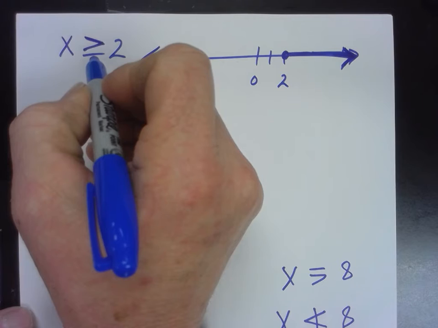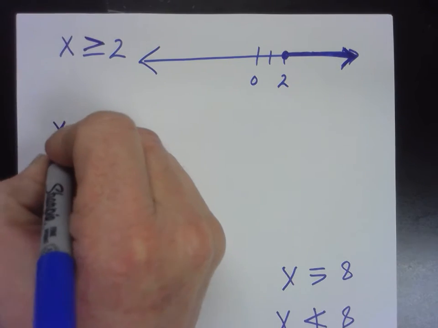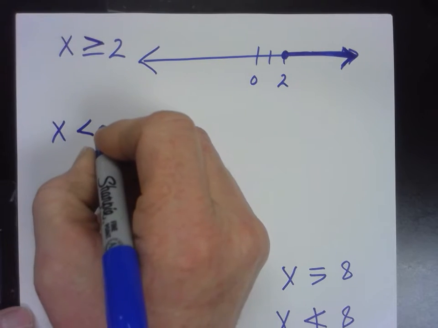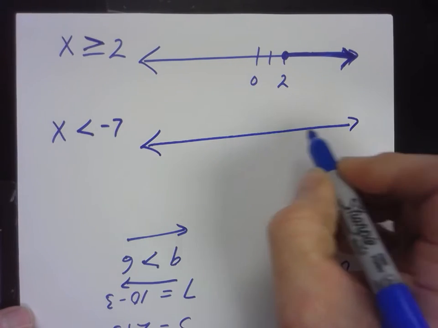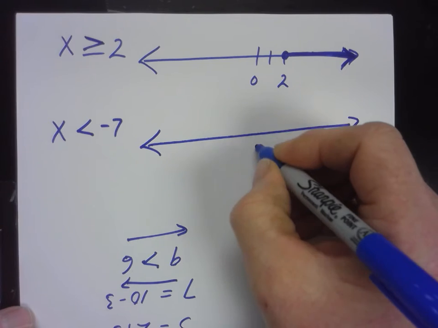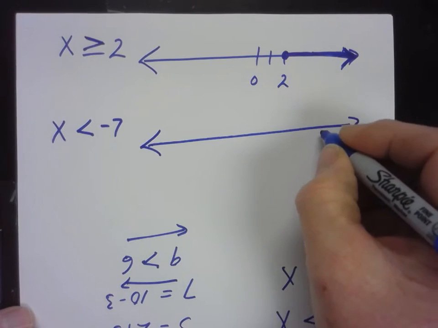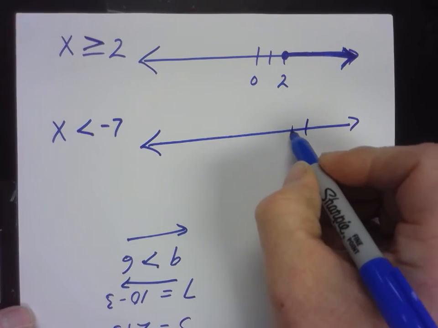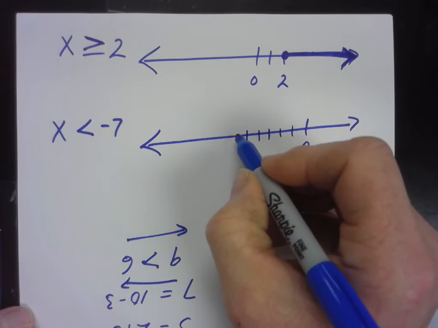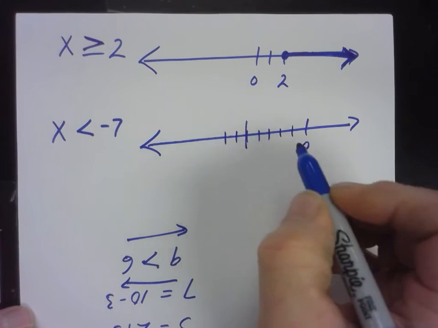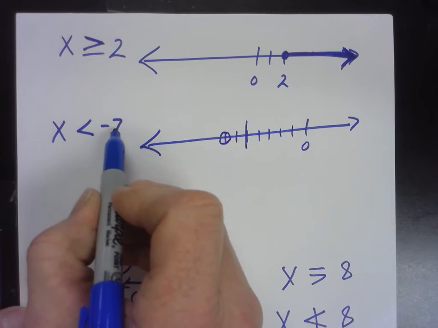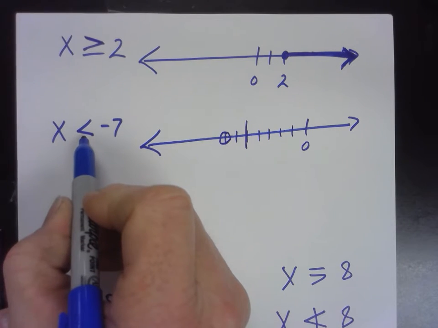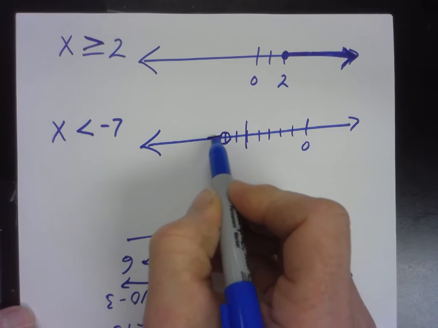Okay, so if I were to write x is less than -7. Now you don't have to put 0 right here. If you want to, you can put 0 over here. 2, 3, 4, 5, 6, 7. Open circle. Where are the numbers that are less than -7? Well, it's pointing down the number line, isn't it? And so here they are.